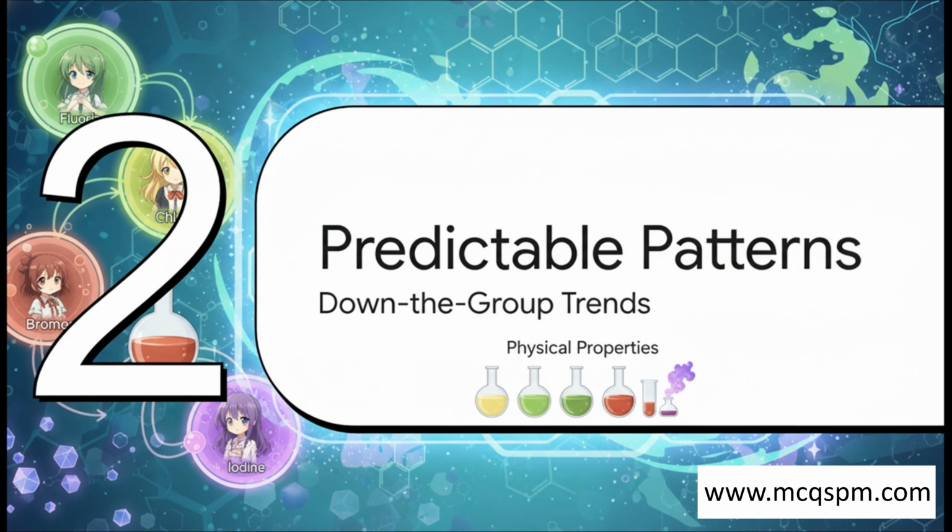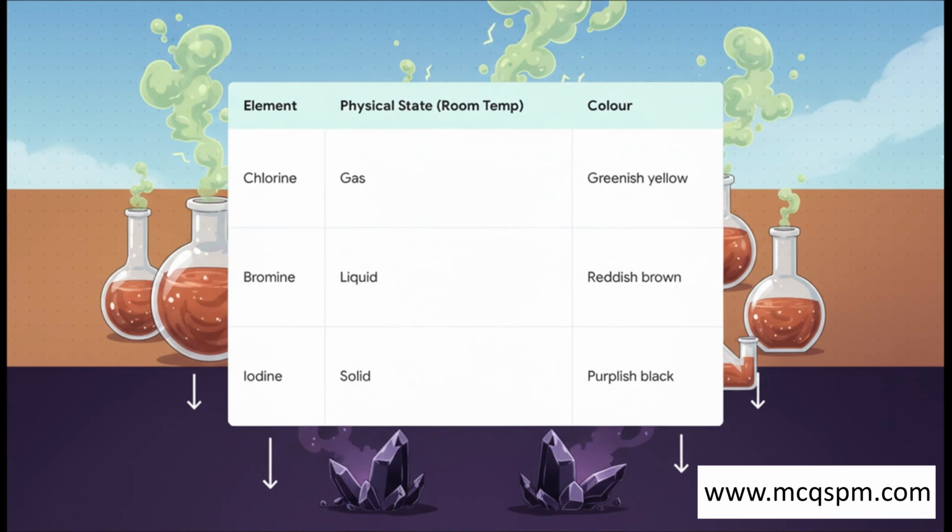Okay, now for the part that makes SPM questions so much easier to handle. The halogens follow these really predictable patterns, or trends, as you move down the group. And if you understand these trends, you can pretty much predict the answers. Let's kick things off with their physical properties. And look at this, it perfectly shows one of the clearest trends.